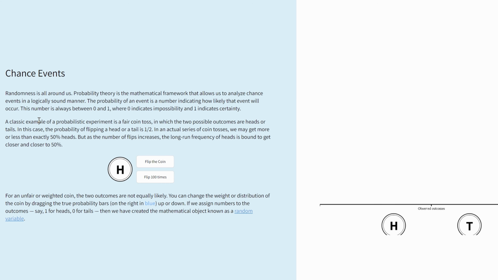The probability of an event is a number indicating how likely that event will occur. This number is always between 0 and 1, where 0 indicates impossibility and 1 indicates certainty. Pause. I sort of agree with that. I think in games or events that can be repeated, such as dice throws and that sort of stuff, that number does make sense.